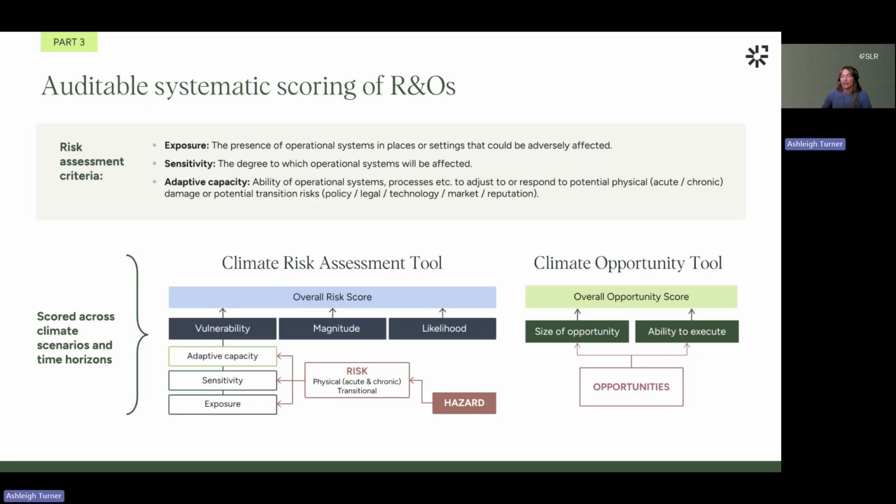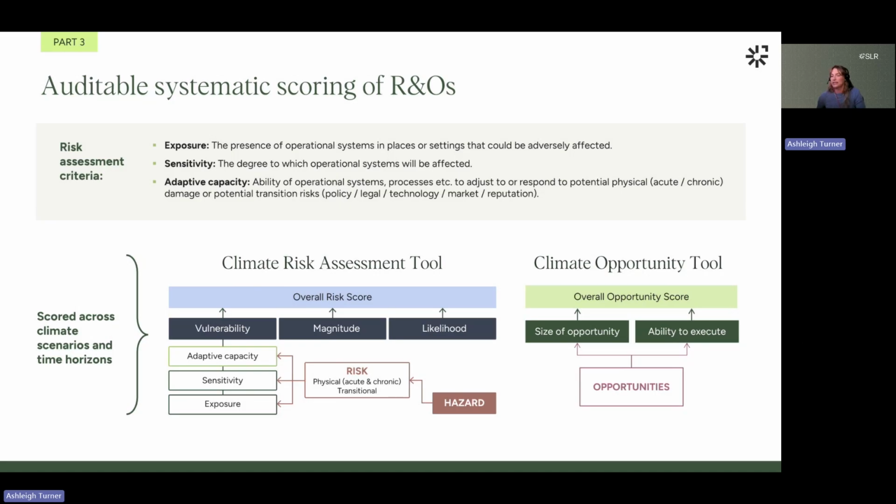Your exposure, so is the business activity located where the hazard will occur? Sensitivity, so how affected will your operations be? For example, do you have key concentration points like a single processing facility or a major logistics hub? And then adaptive capacity. So what is your inherent ability to adjust and respond? This is where existing mitigations and operational flexibility will come in. And together these feed into an overall risk score.